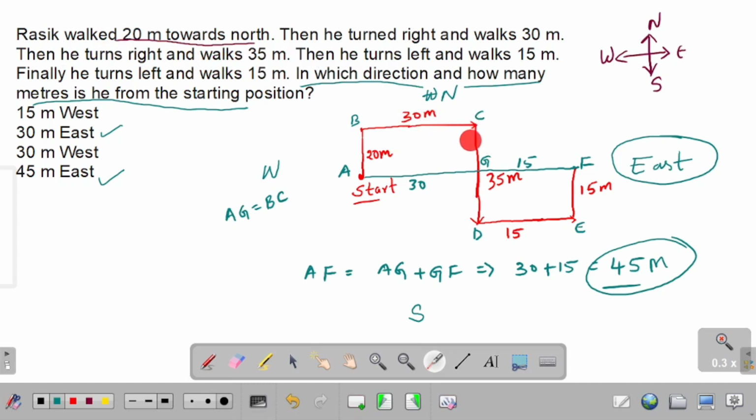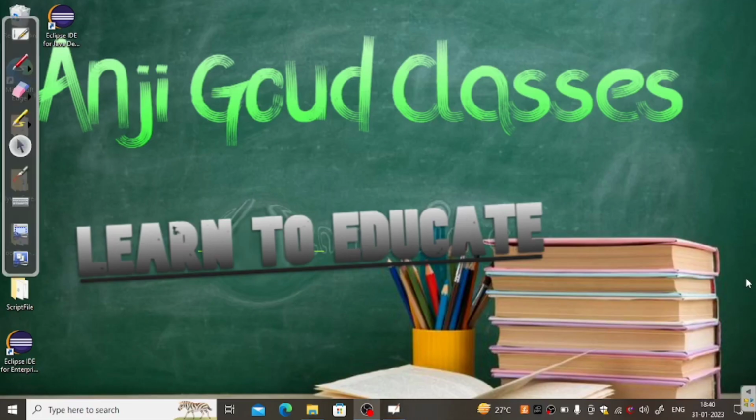Then he turned right and walked 35 meters. Then he turns left and walks 15 meters. And finally he turns left and walks 15 meters. So in which direction and how many meters from the starting position? This is the final question. So our answer is in the east direction with 45 meters distance. So this is your solution. Okay, clear? So moving to the next problem.